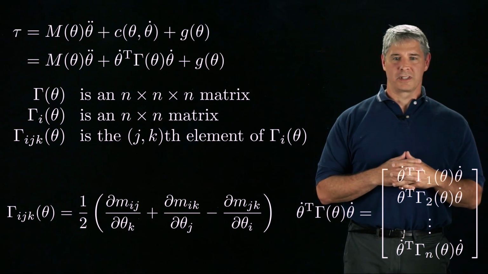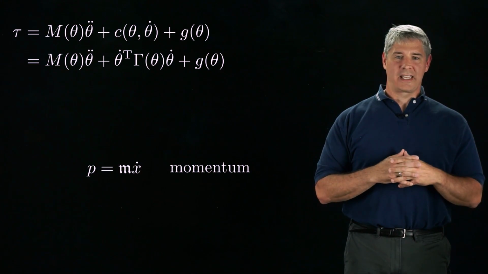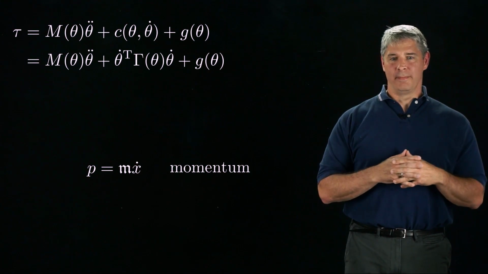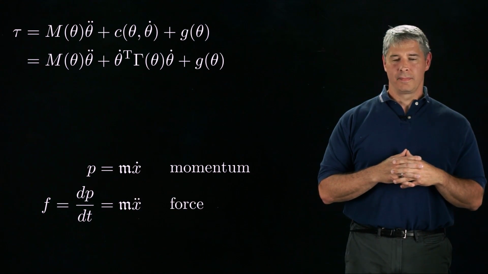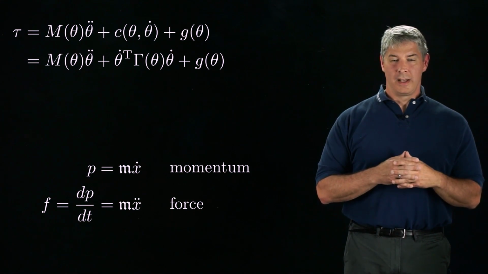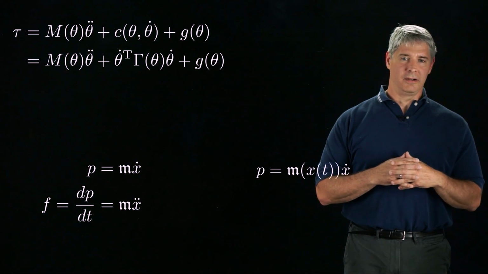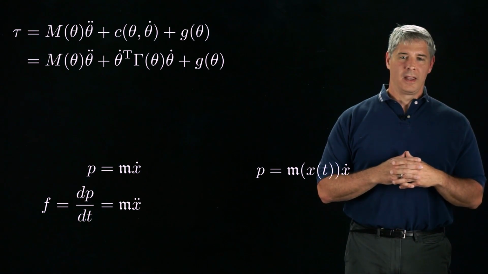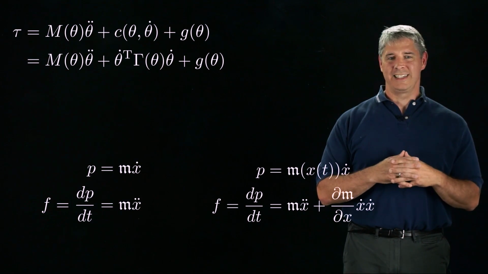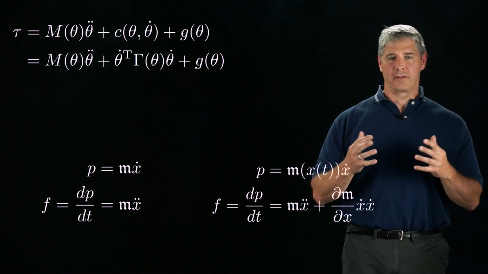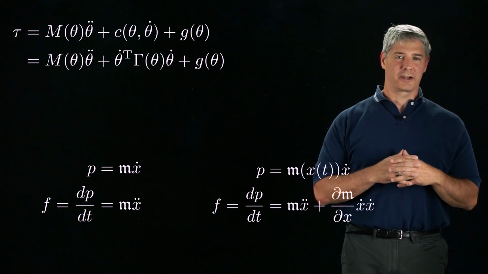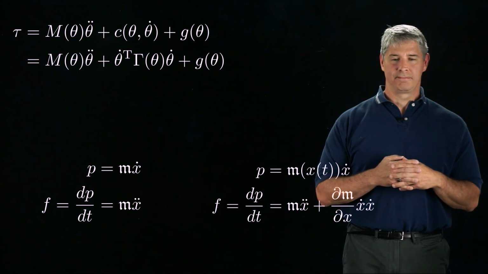Just keep in mind this simple example. A mass m with a scalar velocity x dot has a scalar momentum p. The force acting on the mass is the time derivative of the momentum. If we assume the mass is constant, then F equals m x double dot. If the mass changes with the configuration, though, as it does for an articulated robot, then by the chain rule for derivatives, the time derivative of the momentum has a term depending on dm dx, the derivative of the mass with respect to the configuration. dm dx plays the same role as the Christoffel symbols of a mass matrix.